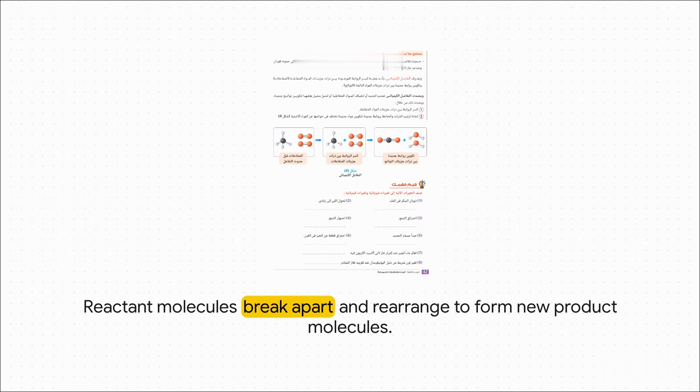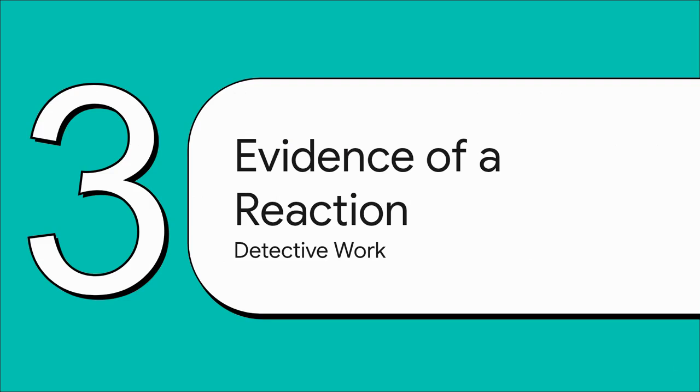And this visual just shows it perfectly. See on the left? Those are our starting molecules, the reactants. Then in the middle, you see their bonds breaking and all the atoms are just floating around, ready to mingle. And then on the right, those exact same atoms have linked up in a new way to form totally new product molecules. Nothing was lost. It was just rearranged.